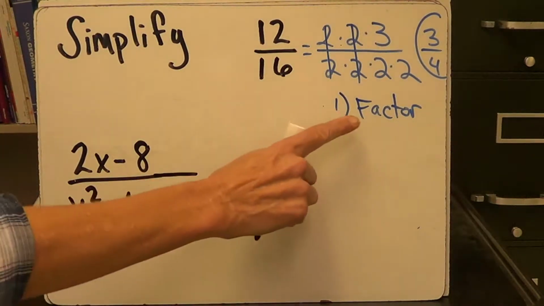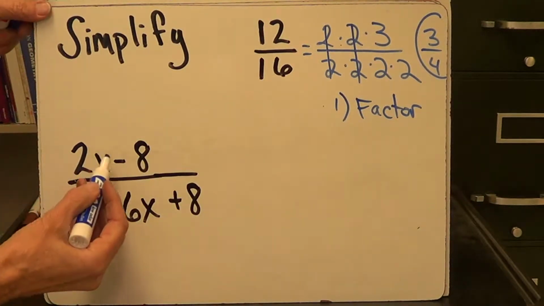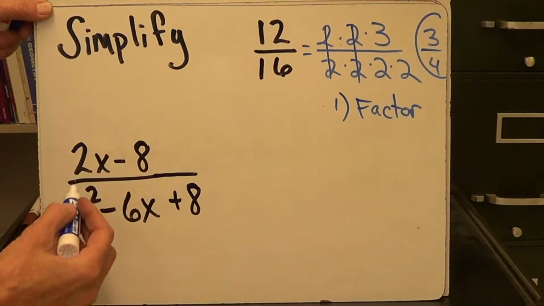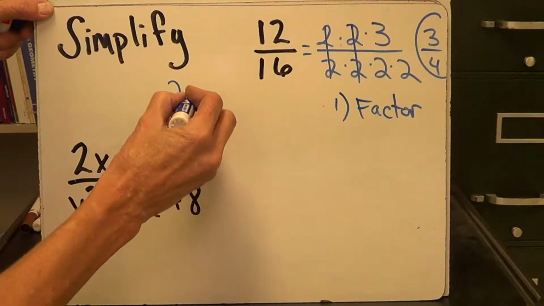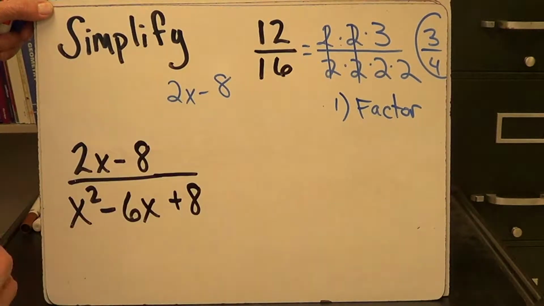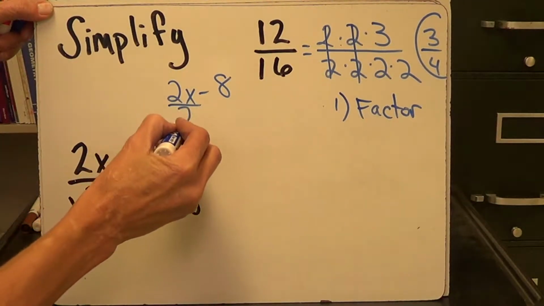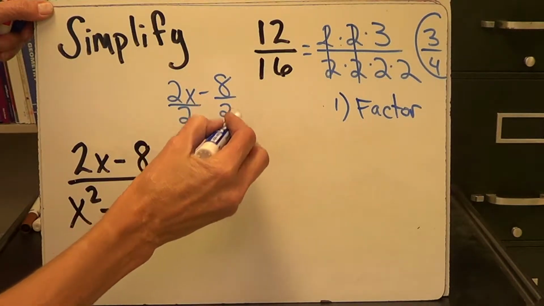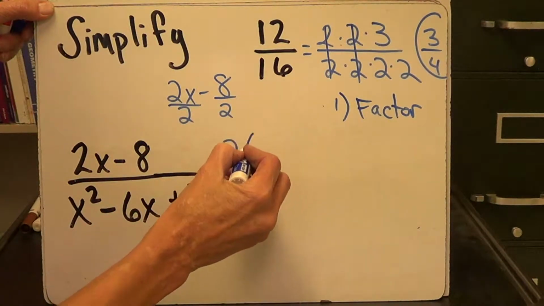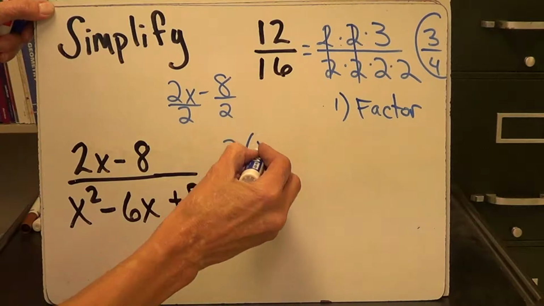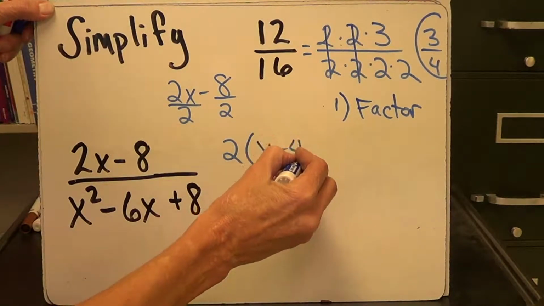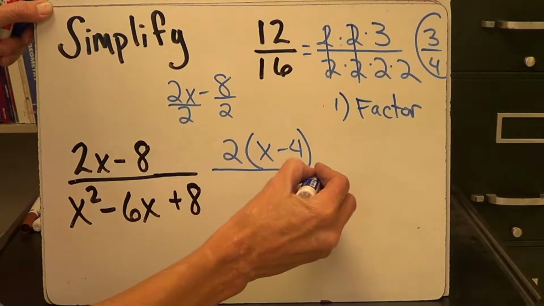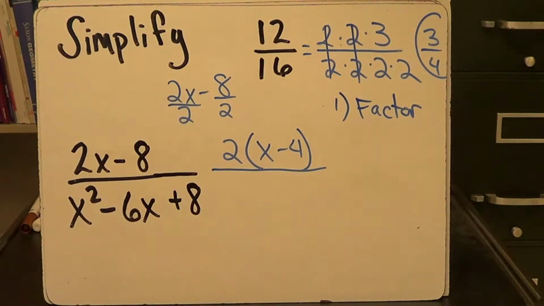So our first step, factor. So 2x minus 8, if you think back to two-term factoring, what can go into both? We take 2 from both. So we write that out front, it would be 2. And then reduce that, it would be x minus 4. So there's our numerator factored. Now the denominator, it's a 3-term.